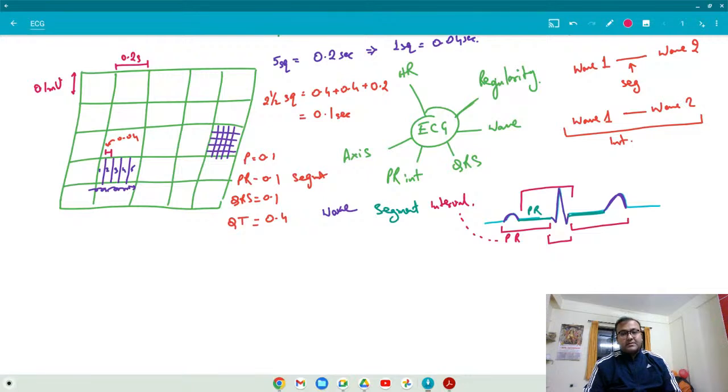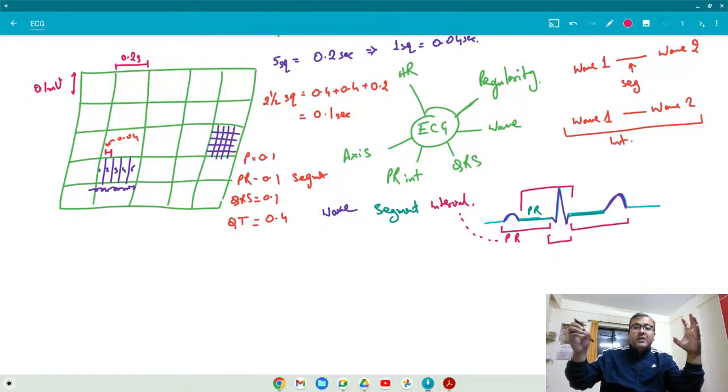Because the meaning changes. See, somebody talking about PR segment, the person is talking about the nodal delay. But if somebody is talking about PR interval, that means the person is including SA node firing leading to atrial depolarization and AV conduction just before ventricular depolarization. The entire big story is there in the interval, starting from SA firing just before your AV firing. But if somebody talks about PR segment, they are only talking about the nodal delay.